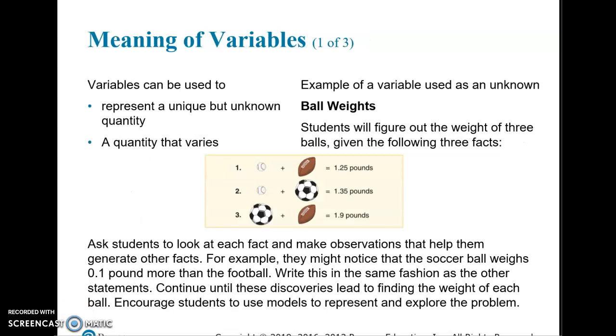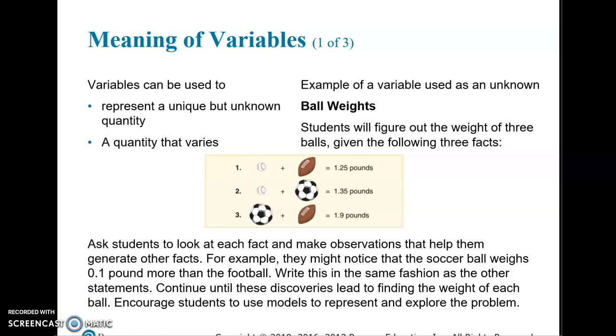Variables can be used to represent a unique but unknown quantity, a missing number, or a quantity that varies, such as the output of a function. The missing value explorations are examples of variables as unknowns in equations. Some missing value explorations could be 4 plus an unknown equals 6, 4.5 plus 5.5 equals a plus 1, a times 4 equals 4.8.